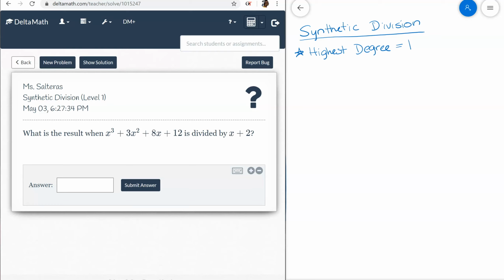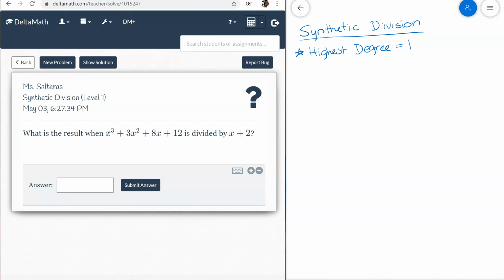Hi guys, I'm going to do a couple examples for your synthetic division. I did post a Khan Academy video for the basics of synthetic division, so I'm just going to do a couple examples and a bit of a faster explanation. Alright, so you guys can see it. If you didn't watch the Khan Academy one that broke it down more, then this video should suffice.